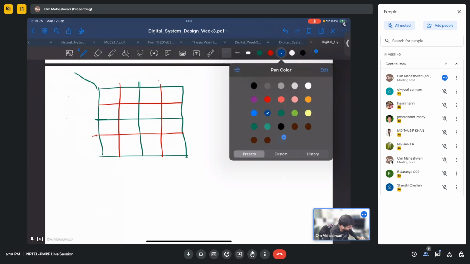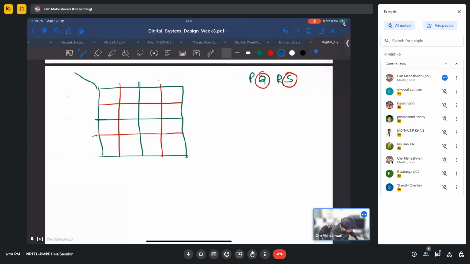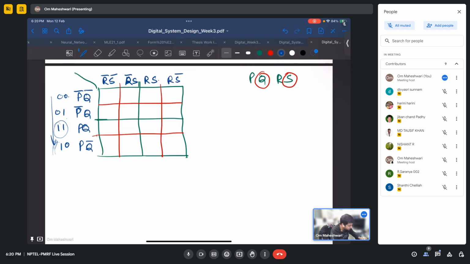and start with numbering. P bar q bar, p bar q, p q, p q bar. That is 0 0, 0 1, 1 1 and 1 0. So here the numbering is a little bit different, right? 1 1 will come before 1 0. That you need to take care of. Similarly here, r bar s bar, r bar s, r s and r s bar. This is also 0 0, 0 1, 1 1, 1 0. So this is how you number it.